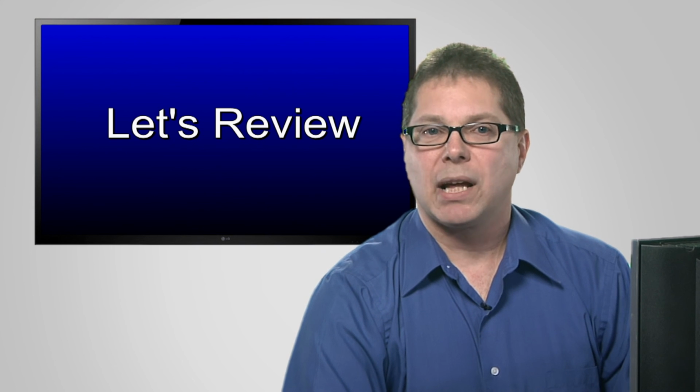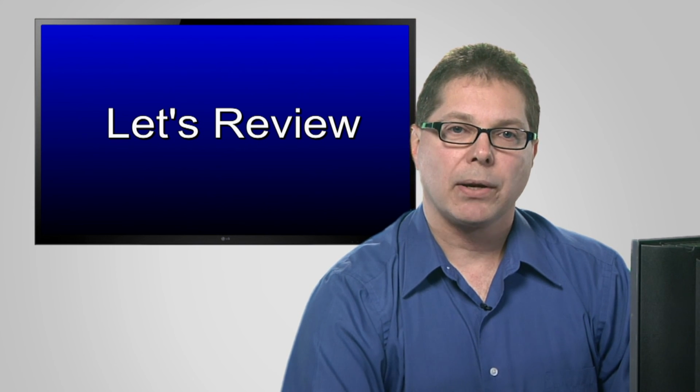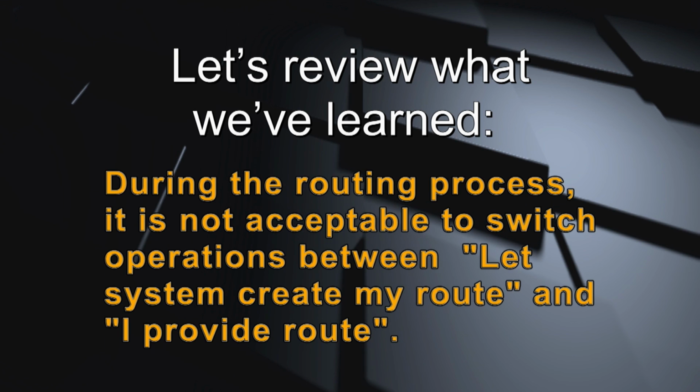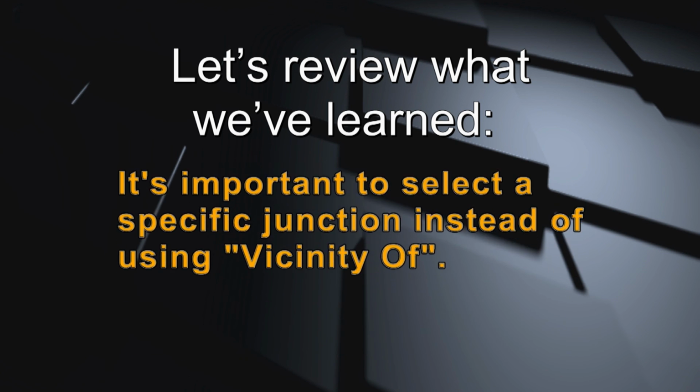Now that we've finished, let's review what we've learned in this video segment on return reverse auto-generated routing. We've learned that a stop or break in the route requires you to mark the off-system checkbox. During the routing process, it is not acceptable to switch operations between auto-generated routing, which is let system create my route, and custom routing, which is I provide route. It's important to select a specific junction instead of using vicinity of.